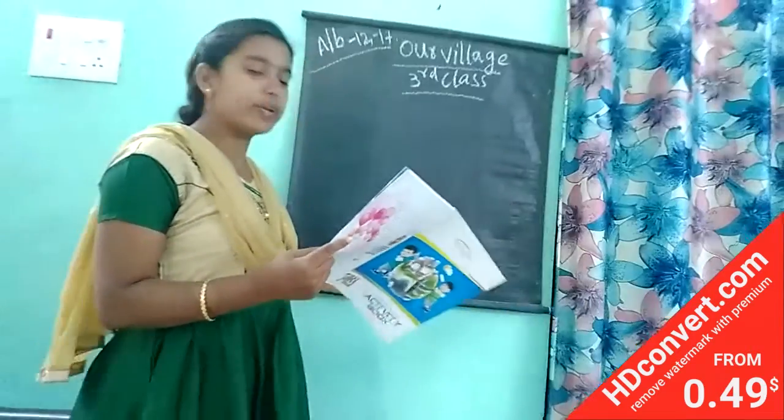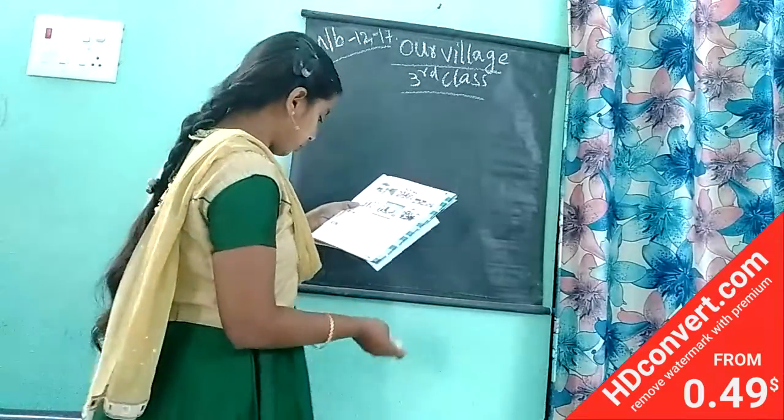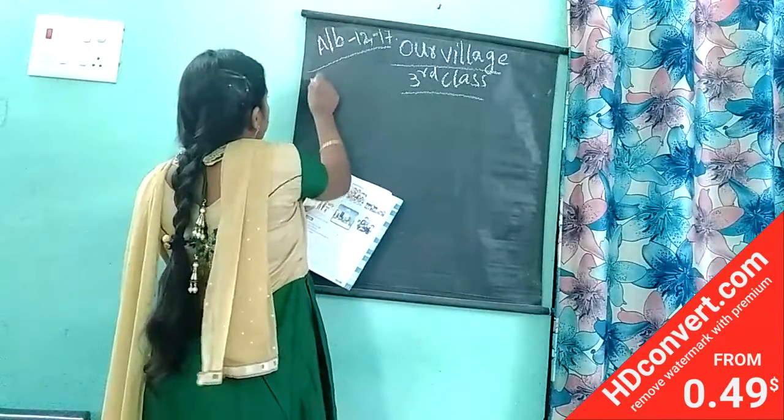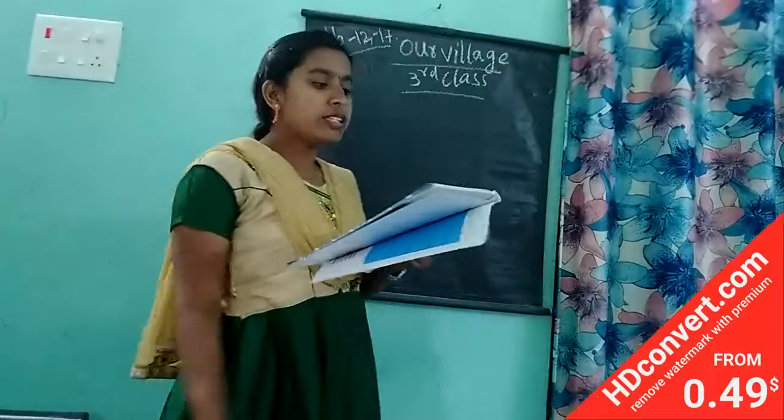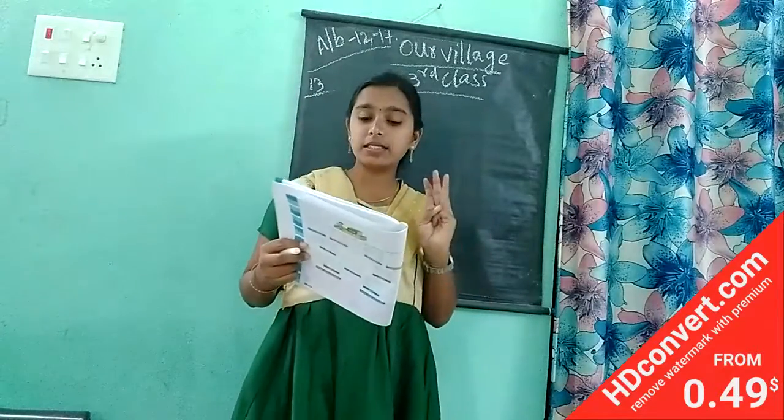Okay, children, now 13th page. All of you take out your 13th page. Page number 13. Name the types of family or neighborhood. See, here they have given us 6 pictures. By looking at the pictures, we have to say what each one is.